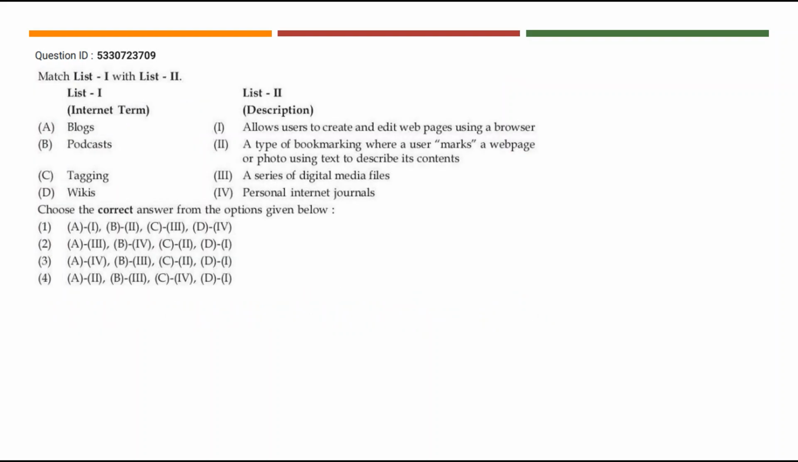Next question. Match list 1 with list 2. List 1 has internet terms and list 2 has description. What are actually blogs? It's like some kind of journal, we can say. So personal internet journals are what blogs are. A will be mapping to 4. The only option that maps A to 4 is option 3. What about podcast? Podcast means it's a series of digital media files. So B will be mapping to 3.